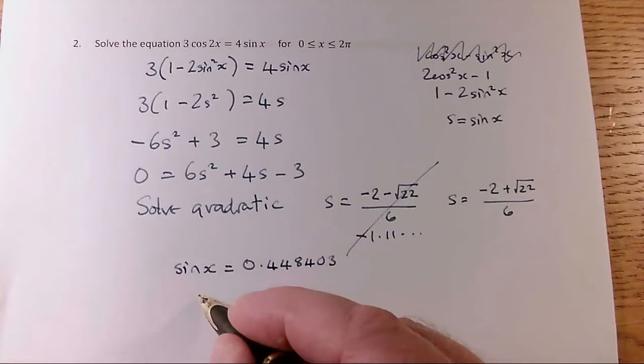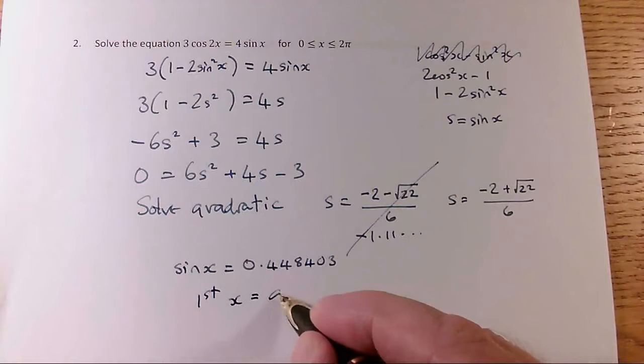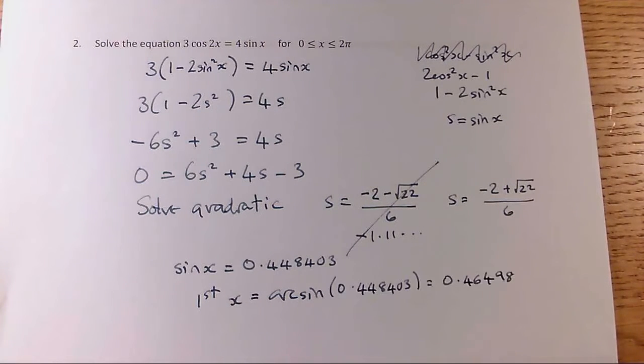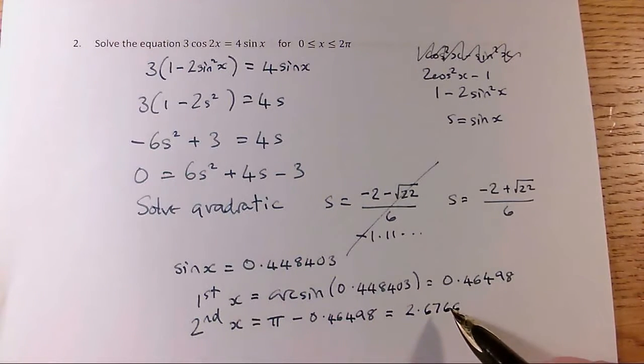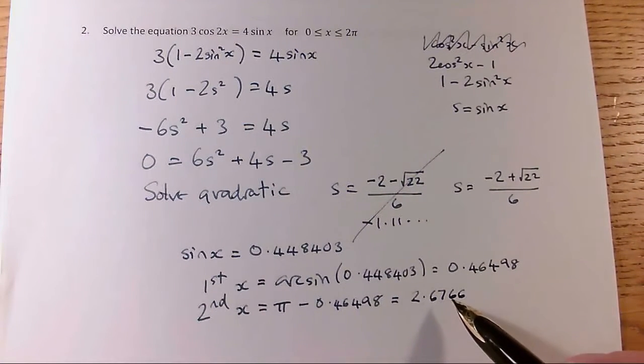So first x is going to be, well, I'll just have to arc sine that value, checking that I'm in radians. And I get this number here, and then I need to work out my second x. Well, it's a sine, so I do pi minus my first x. So I have a first x and a second x, so now all I need to do is just check for any 2 pi repeats.